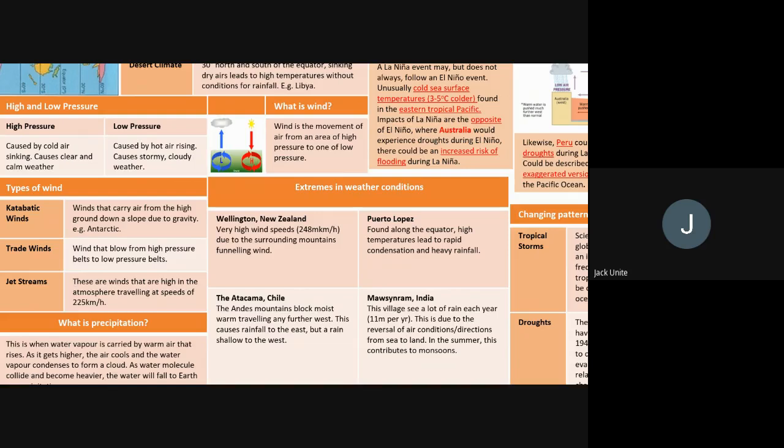The jet stream is slightly different. These are winds that are high in the atmosphere, so not necessarily on the ground like our trade winds, and they travel at speeds of about 225 kilometers. So that all helps to move all of that different weather and climate around on our Earth as well. But all of the things we've talked about so far all link back to that one diagram we looked at at the top. So if you want to just scroll up to the top for me very quickly.